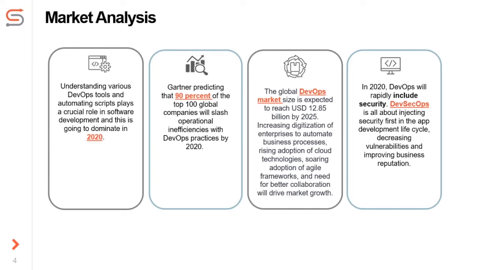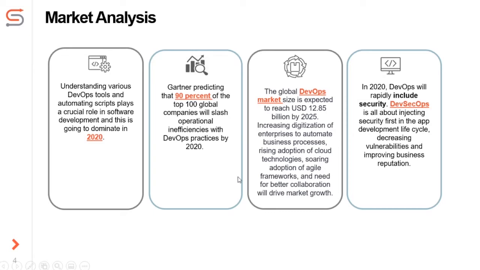It'll be very important to increase your ability to implement DevOps in your enterprise, to automate your business processes, utilizing your cloud strategies and technologies, and adopt that Agile framework so that you can get higher quality software quicker to the customer. And as you can also see, Gartner is predicting 90% of those global companies will be able to slash their operational inefficiencies with DevOps practices by 2020.